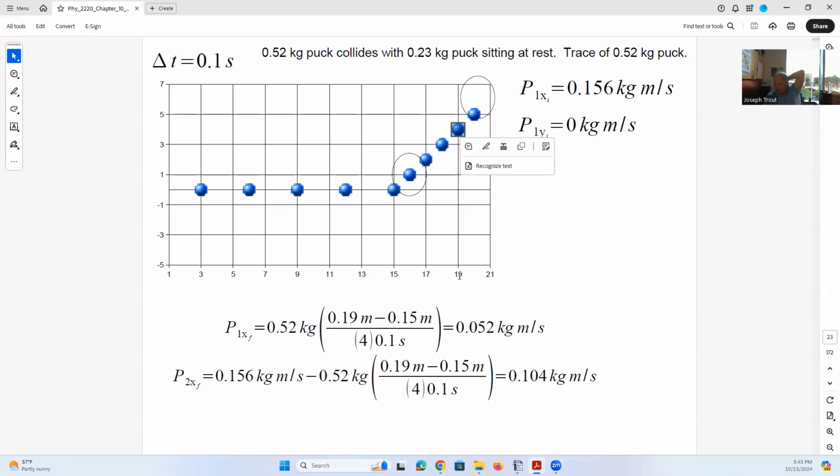So we start out at 19 and we go down to minus 15 centimeters. And there are 1, 2, 3, 4 pictures taken. So it's 4 times 9. And then if we look in the y direction, it's 5 minus 1, right? And we can figure out what that velocity is. So that means that the x momentum of the second puck must be 0.01 kilogram meters per second.